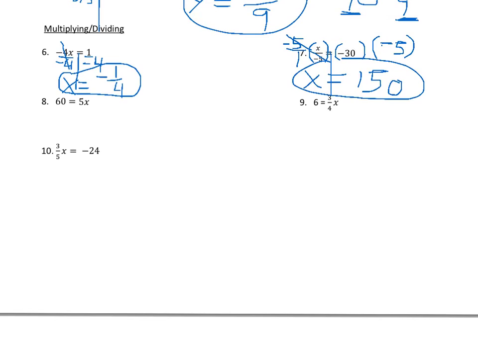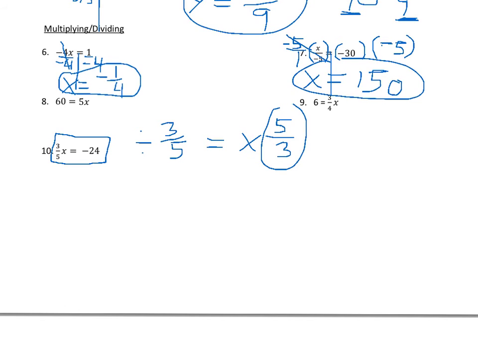Okay, I'm going to skip down to 10. You guys can do 8 and 9 on your own. Number 10 is a little bit different. I have 3/5 x, so that means 3/5 times x. Now I can do this. You don't have to take this down. I can divide by 3/5, but this is the same if you multiply by 5/3. Okay, it's the same exact thing.